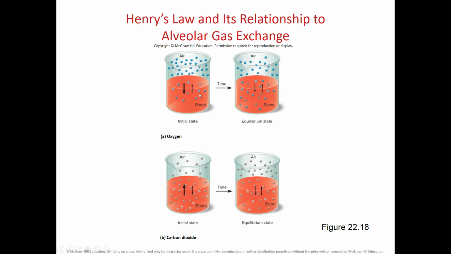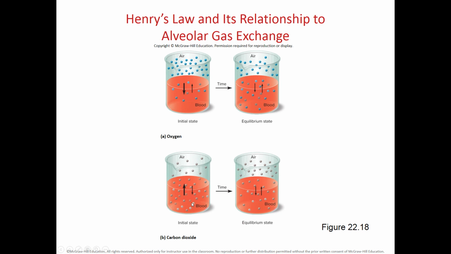So as your red blood cells stay in the alveoli for 0.25 seconds, you will reach an equilibrium in which the oxygen in the air will diffuse from the alveoli into the capillaries, into the blood, because you have more oxygen in the alveoli than what you had here in the blood. And similarly it happens for CO2.